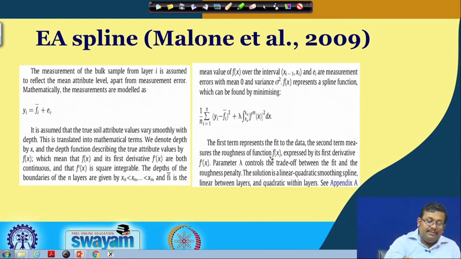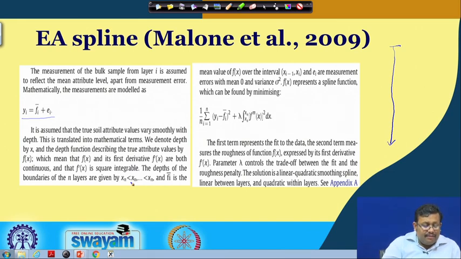So, mathematically the measurement can be modeled as yi equal to fi bar plus ei. It is assumed that the true soil attribute value varies very smoothly with depth. The soil attribute varies smoothly from the top of the profile to the bottom of the profile, and this is translated into mathematical terms. So, we denote depth by x and the depth function describes the soil attribute values by f(x), which means that f(x) and its first derivative are both continuous and the first derivative of f(x) is square integrable.